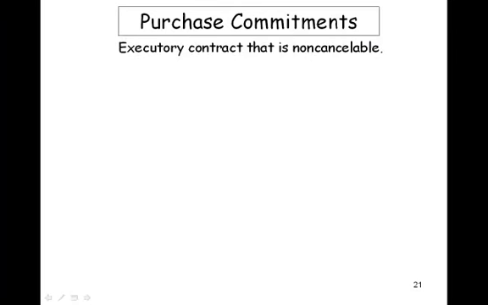The last topic we will examine for inventory is purchase commitments. When a company wants to be certain that inventory can be purchased at a fixed price in the future, or wants to be certain that the inventory will be available in the future when it is needed in production, an executory contract is signed to purchase the inventory.